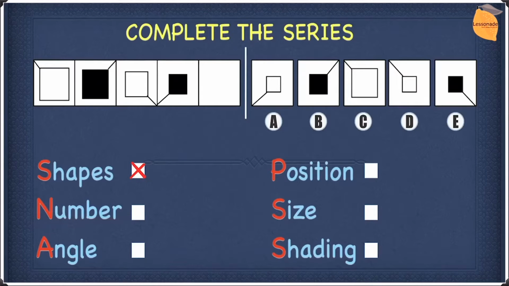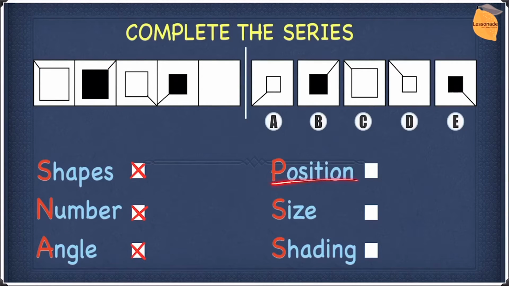In terms of number, we have 2 shapes. We have a square and a line, and the number doesn't change either throughout. So this means number doesn't work either, and we can cross it off. So let's move on to angle now. In terms of angle, there is no angle because there is no rotation. For example, this square hasn't been rotated to become this square, and this line hasn't been rotated to become this line. So angle doesn't work either, and we can cross it off. So let's move on to position.